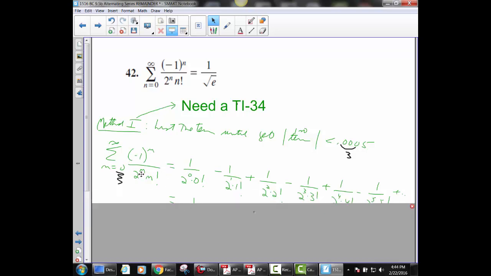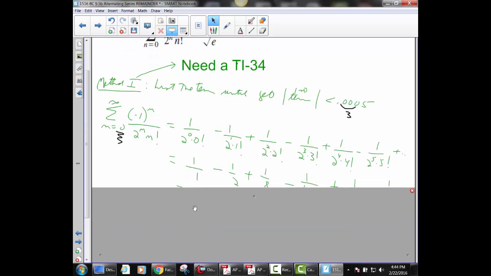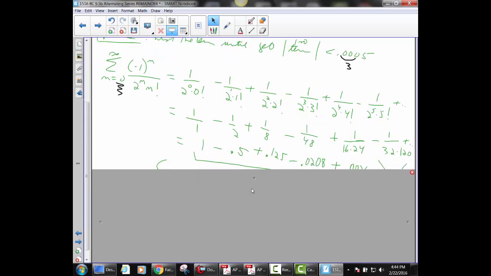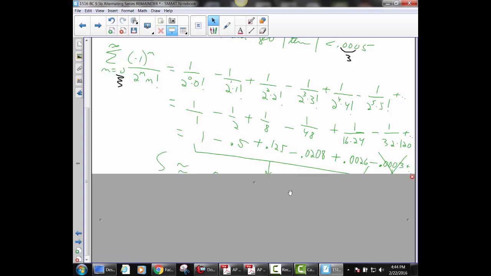-1 to the 0 is positive, 2 to the 0 is 1. 0 factorial turns out it's 1. So you simply go up to, now I don't know how far to go, so I'm just kind of guessing here that I've gone far enough. Okay. So then you rewrite them as fractions, and then here's where you need a calculator to rewrite each one as a decimal. And you're looking for the first time you have a number that's less than 0.0005. And this number right here is the first time. So you can eliminate it and all the ones to the right of it, and this will be your approximation.